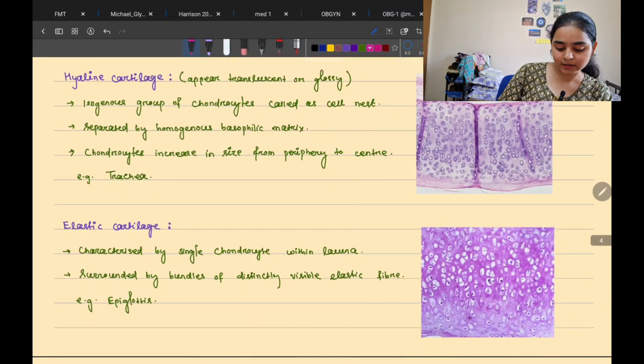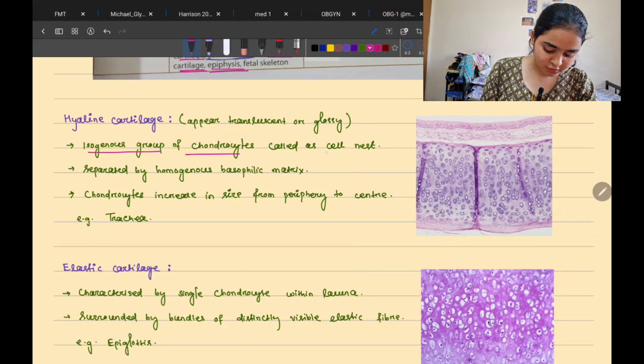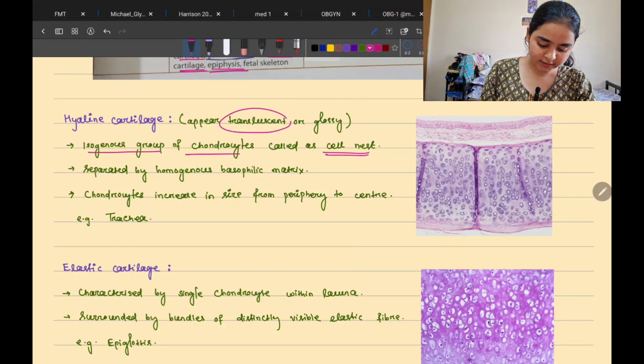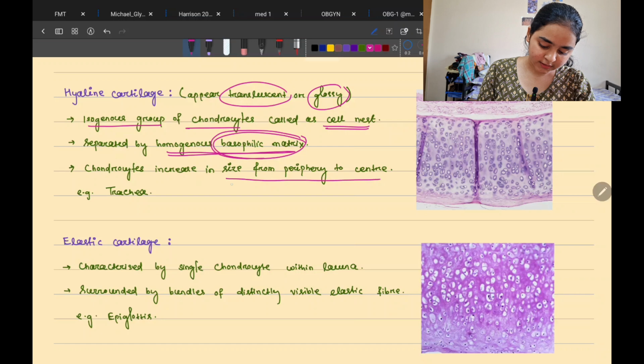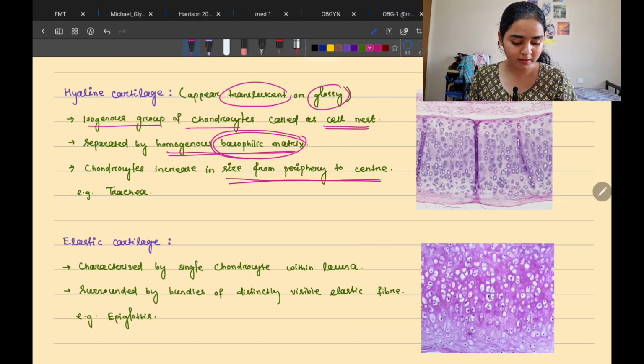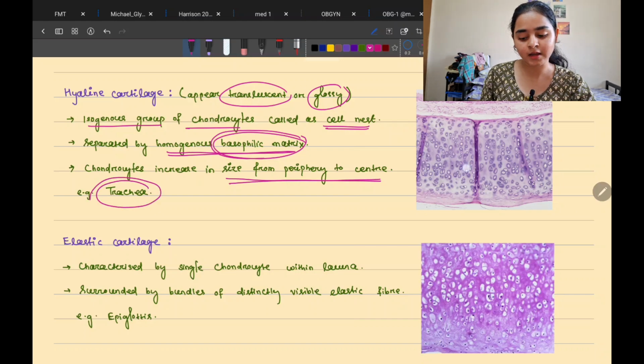So, starting about the hyaline cartilage, what are the salient features? I have already told. The isogenous group of chondrocytes present as cell nest. It appears translucent or glossy, separated by homogenous basophilic matrix. This is important to identify basophilic matrix. This basophilic matrix is not present in the elastic cartilage. Chondrocytes increase in size from periphery to center. In the exam you are given to write two identification features about the slide. If you are given a hyaline cartilage slide, then you can easily write these 3 points. And the important example is it is present in the trachea.